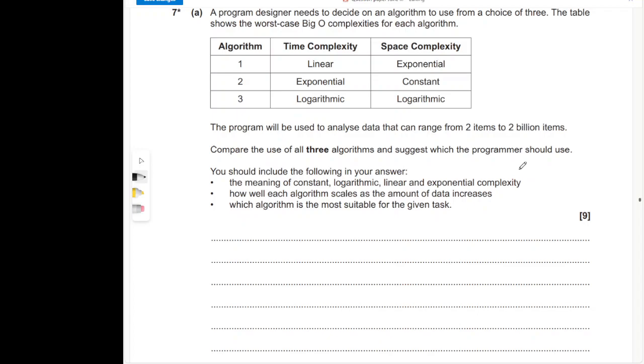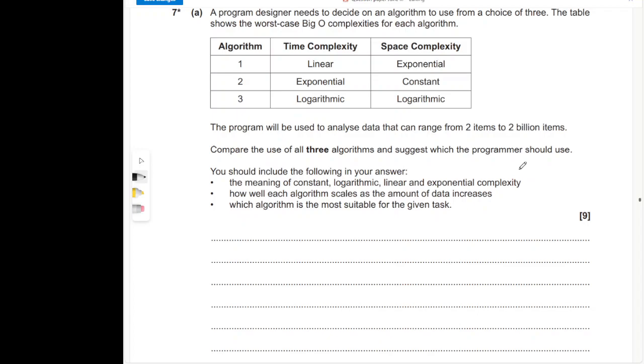You should include, so they've really led you on this, the meaning of the constant, logarithmic, linear and exponential. So there's got to be 4 marks available, but just say what they mean: how well the algorithm scales as the data increases. So really what they're telling you is just do some statements, then go into the detail, and then say which you think's most suitable.